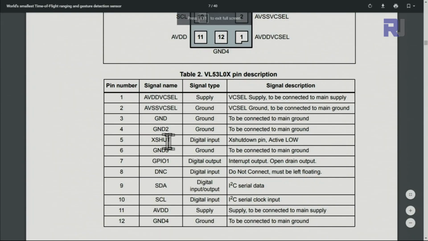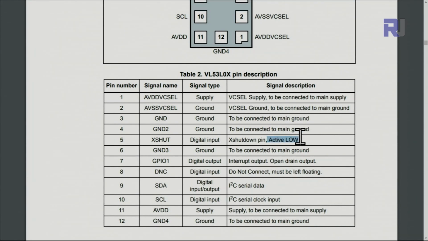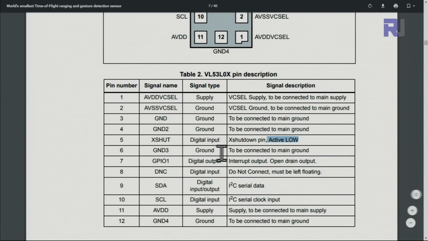Here on the datasheet, it shows the XSHUT pin is a digital pin. It's active low. If you want to shut down the device, you have to keep it low, 0 volt, and to turn it on, keep it high.